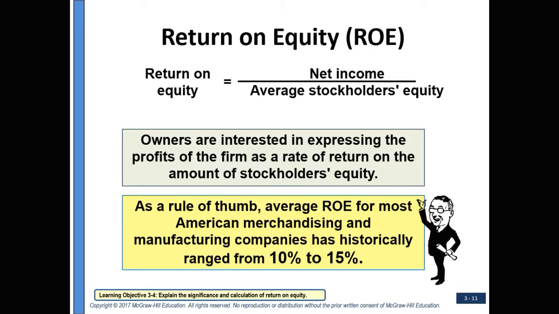Owners are very interested in expressing profits of a firm as a rate of return on the amount of their stockholders' equity. A general rule of thumb is that ROE for most of the American merchandising and manufacturing companies historically ranges from 10 to 15%.